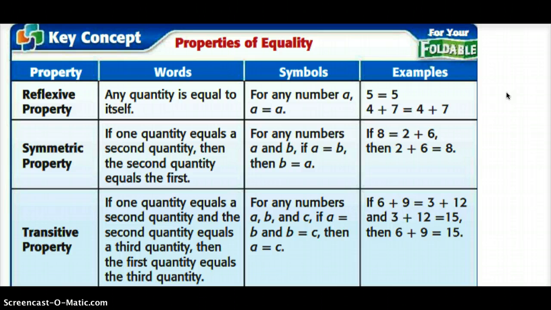Okay, then the transitive property just takes a little different take on it, and that says if one quantity equals a second quantity, and then you have the second quantity and that equals the third quantity, then the first quantity is going to equal the third quantity. So in their number examples, if 6 plus 9 equals 3 plus 12, and 3 plus 12 equals 15, then 6 plus 9 is going to also have to equal 15. So what these are really just saying is there's different ways we can arrange these numbers, and they will still be equal to each other. These are properties of equality. Again, you can look at this further in the book as well.